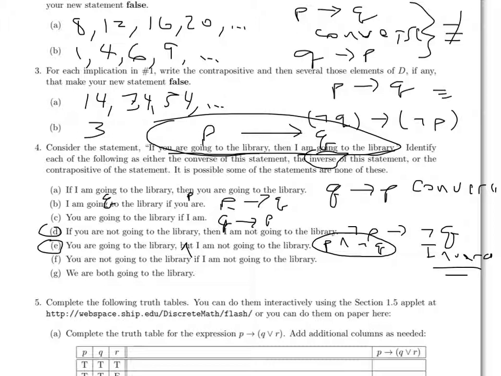Let's see, F says you are not going to the library if I am not going to the library. So here again, this is my hypothesis, the words after the if. So that's I am not going, so that is not Q. And then you are not going, so that's not P. And so that's our contrapositive.